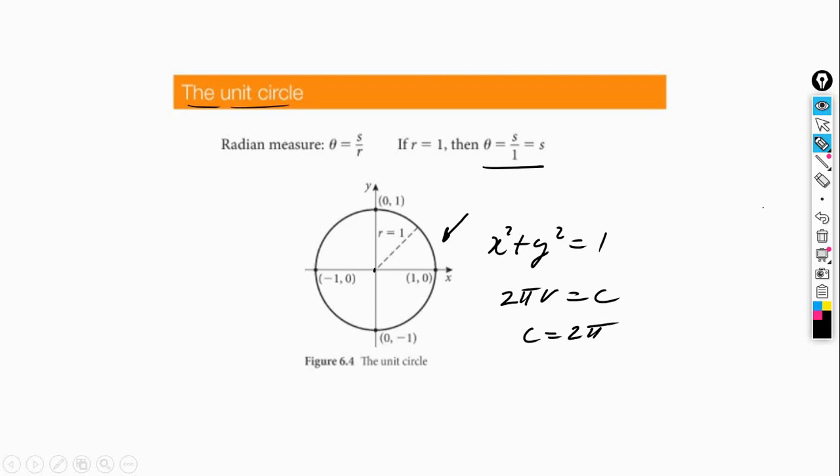Now, a central angle of one full anti-clockwise revolution is 360 degrees, and it's going to subtend an arc on the unit circle that is equal to 2 pi. Therefore, 360 degrees is equal to 2 pi radians. It follows that 180 degrees is going to be exactly pi radians. So this fact can be used to convert between degree measure and radian measure.